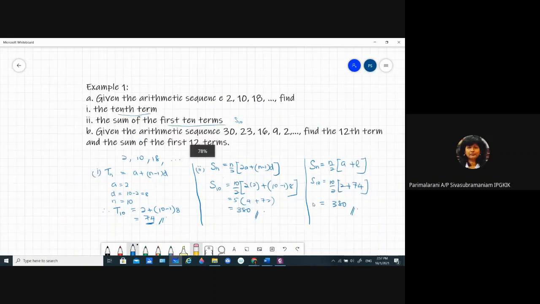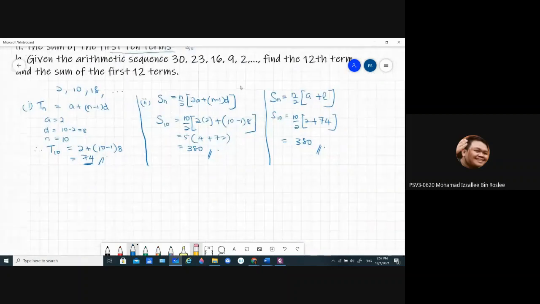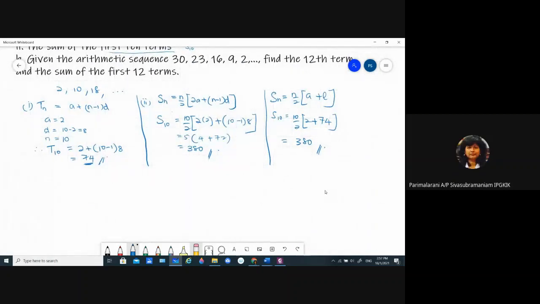Now part B. Given the arithmetic sequence 30, 23, 16, 9, 2, they ask you to find the 12th term and the sum of the first 12 terms. So let's find the 12th term. What is a? a is 30. d is 23 minus 30, which is negative 7. And they ask us to find for 12 terms, so n is 12.